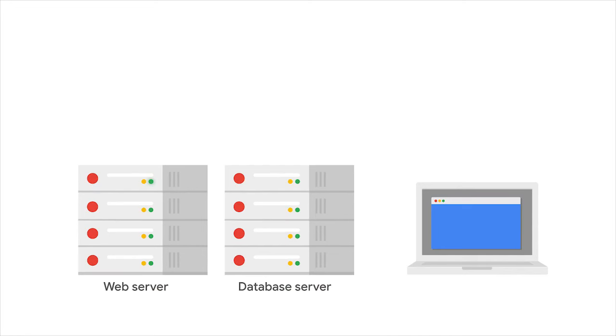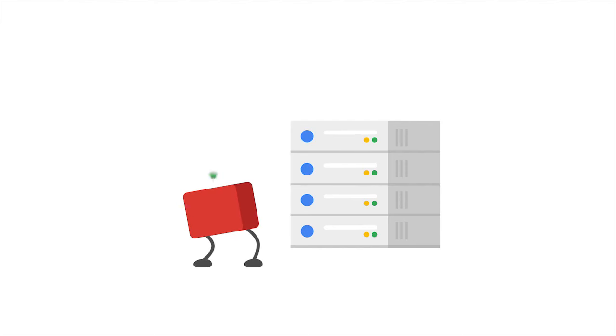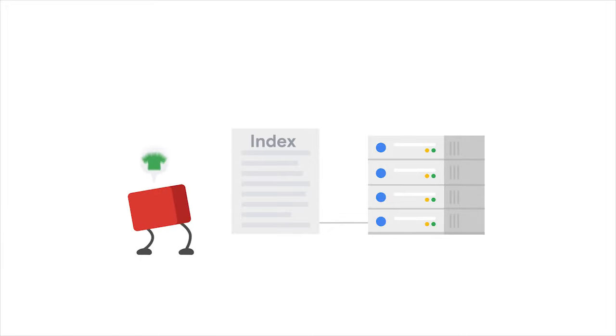Say you notice that getting the web pages is pretty slow, but when you check the web server, you see that it's not overloaded. Instead, most of the time is spent waiting on network calls. And when looking at your database server, you find that it's spending a lot of time on disk I/O. This shows that there's a problem with how the data is being accessed in the database. One thing to look at is the indexes present in the database. When a database server needs to find data, it can do it much faster if there's an index on the field that you're querying for.